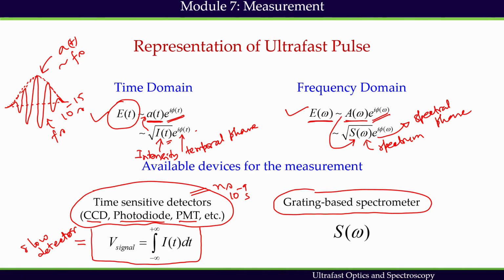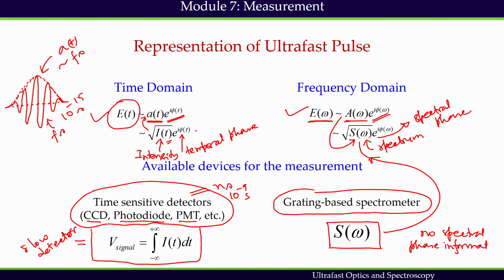On the other hand, spectrometer can only measure spectrum. So, good thing about spectrometer, it can directly measure S(omega), which is present in the frequency domain description of the pulse, but it does not give any spectral phase information. And we have seen that the phase information is very important. Spectrum gives how many frequency components we have, and phase gives how their phase are correlated.